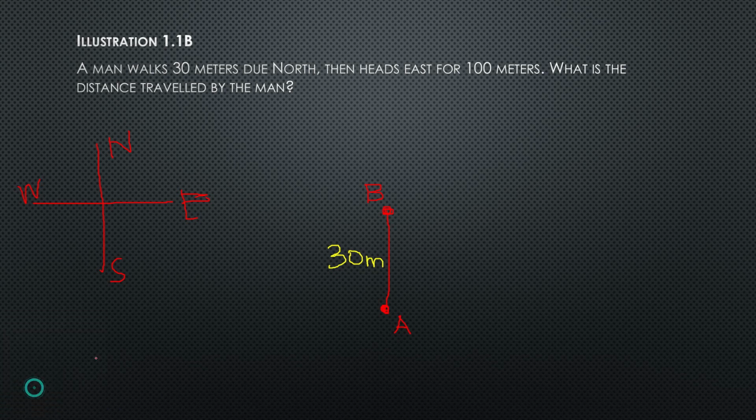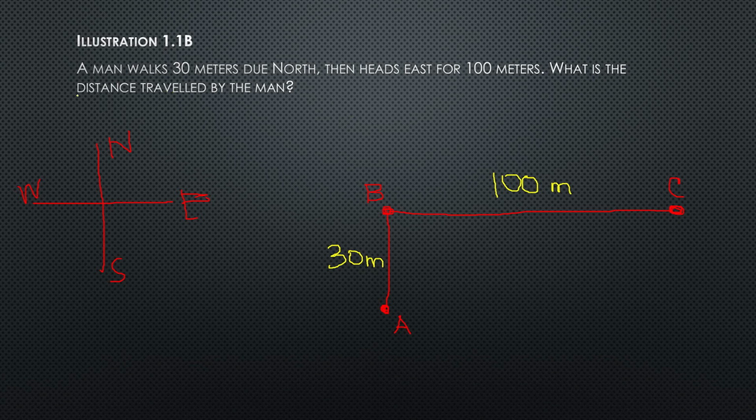Then the man heads east for 100 meters. East is on the right side, so that is going to the right. So let's assume that is 100 meters already, so that is its final position. And the length of the distance between point B and point C is 100 meters.